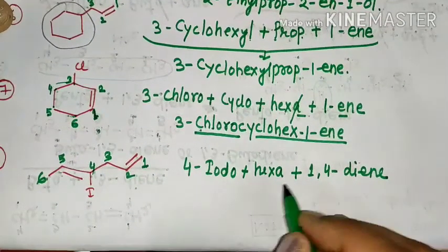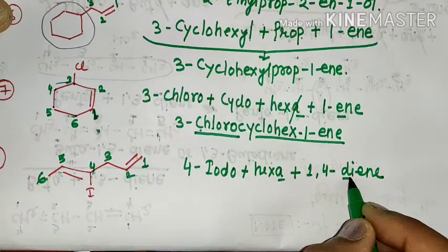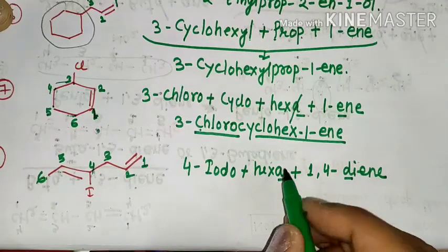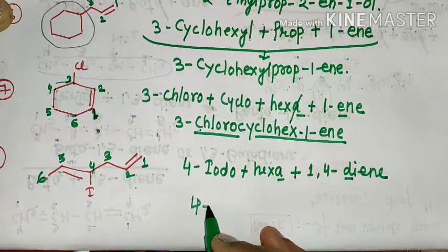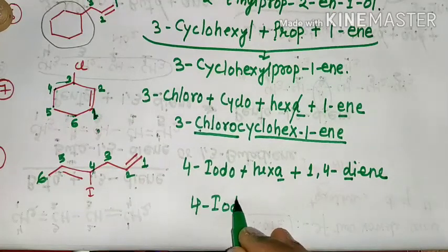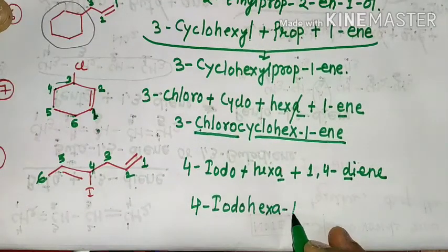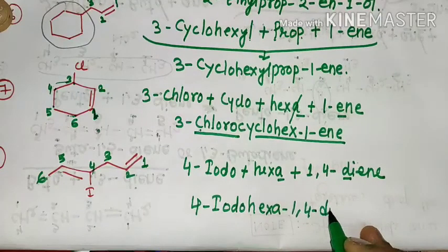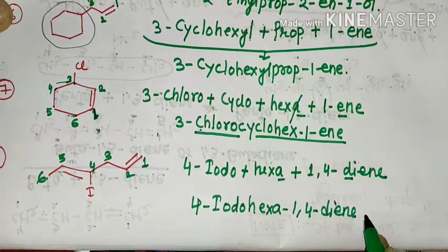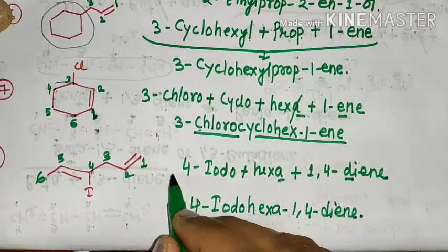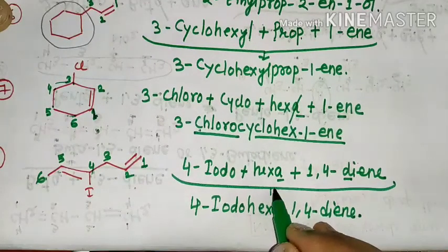So the answer is, it is vowel consonant. So no need to drop out. So the answer is 4-iodohexa-1,4-diene, and this is our final and the correct answer of this compound.